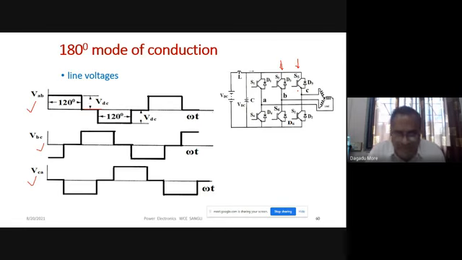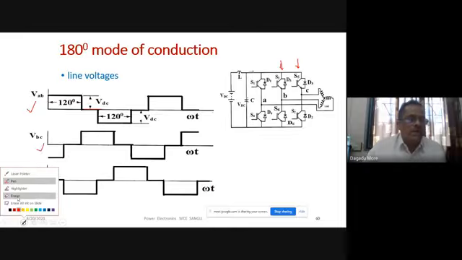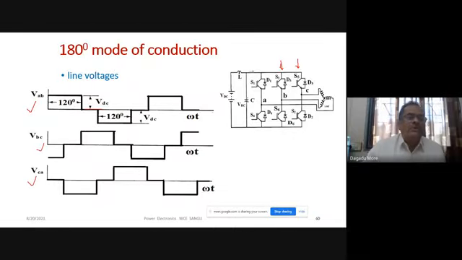What option is available if you want to change the magnitude of the output voltage? Suppose I want to reduce the magnitude of the output voltage. I will just draw it to reduce the magnitude. Now I want to reduce the magnitude of voltage to a lower value. So drawing is okay. Now I reduce the DC voltage here, so the output voltage magnitude will definitely be less.